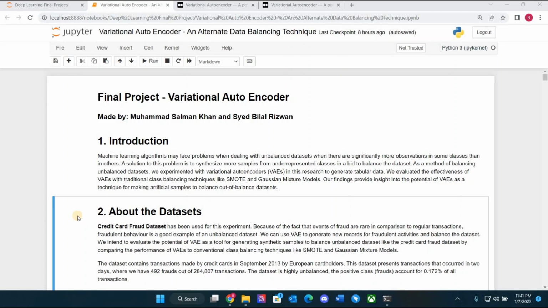Hi, I'm Syed Bilal Rizwan, and this is Mohammad Salman Khan. We would like to present our deep learning project on variational autoencoder.